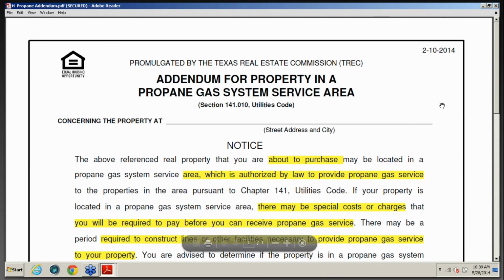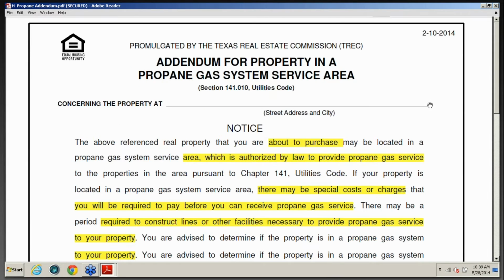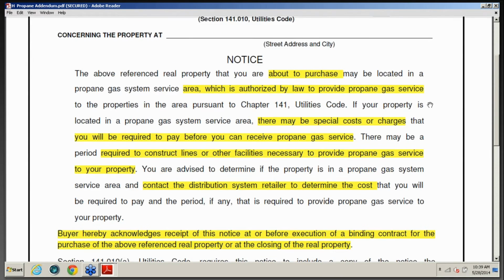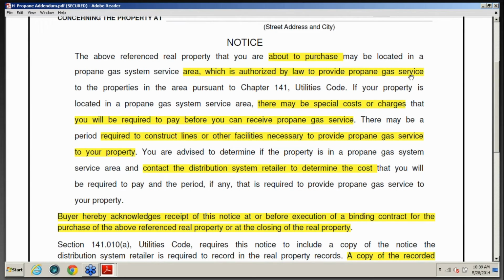Now here is the propane gas service system. This is the information, and basically it is a notice. It says you are about to purchase in an area which is authorized by law to provide propane gas service. Because of that, there may be a special cost or charges. You may be required to pay before you can receive gas service. You might be required to construct lines or other facilities necessary to provide that service to your property. And you need to contact the distribution system retailer to determine the cost.